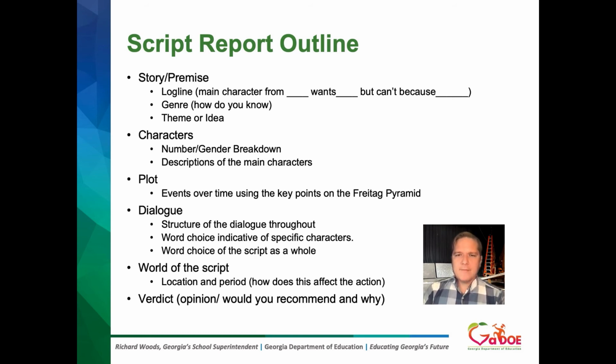It's a good idea to have the character breakdown, the number of characters and gender, and description of the main characters, even if you're doing scenic design, which doesn't directly interact with what the characters might be wearing. And then the plot: basic events over time. What happens on the Freytag Pyramid is a good way to keep yourself in line. And later, when you're actually doing full scenic design, if you're not just going to design a particular scene, that helps you understand what things need to happen in what sequence.